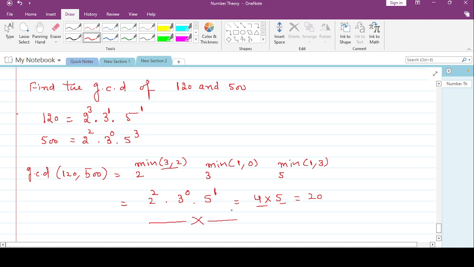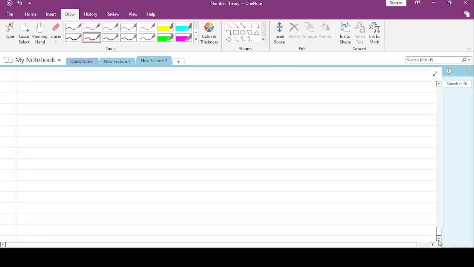Okay, now next we want to talk about LCM. Okay, what is LCM? LCM of two numbers. LCM is also called least common multiplier. Okay, so we now see the definition of this.